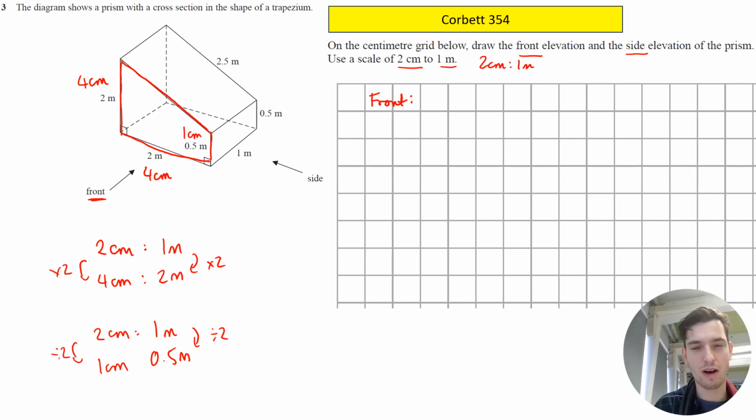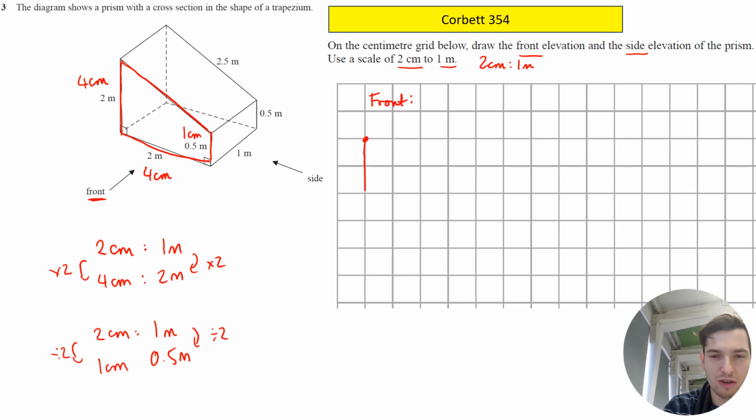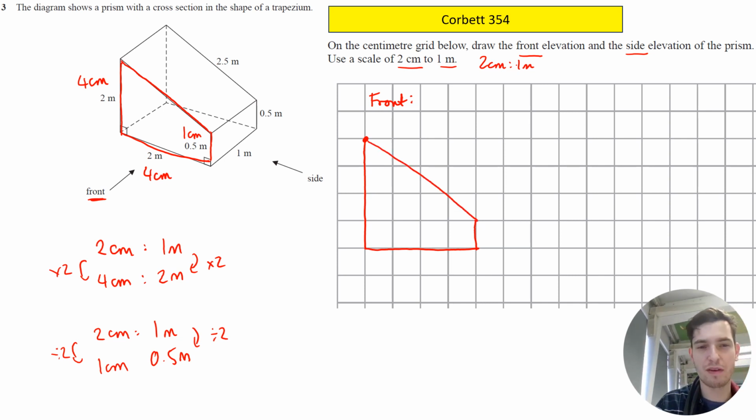Okay, so let's draw that shape on the grid. So I'm going to start here, and I'm going to go down 4. So 1, 2, 3, 4, and then across 4. 1, 2, 3, 4. Up 1, so just to there, and then I draw a line across like that. So that is my front elevation.